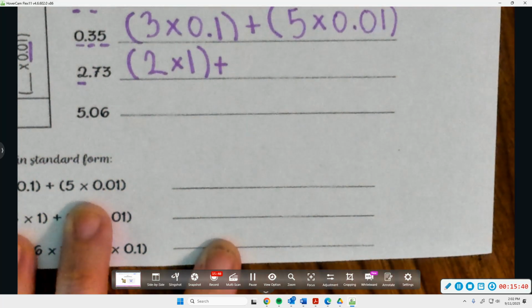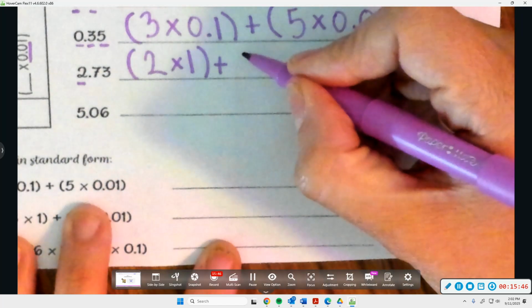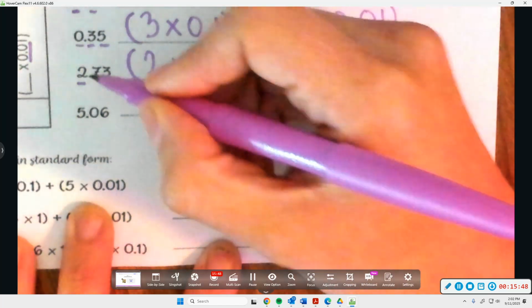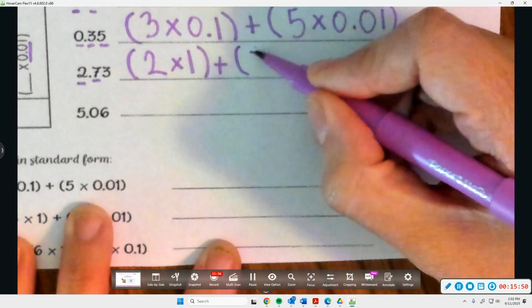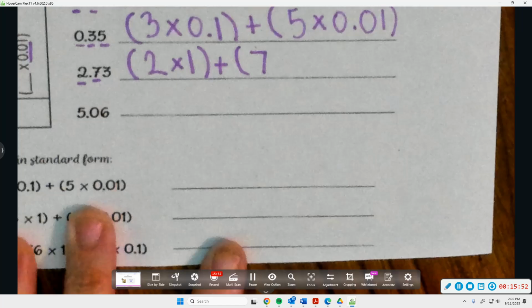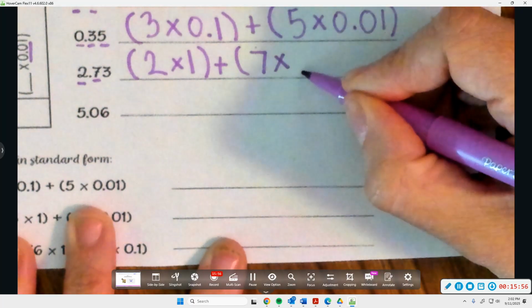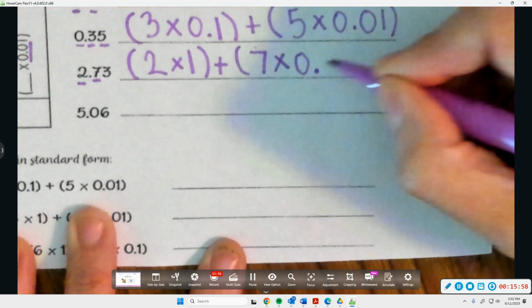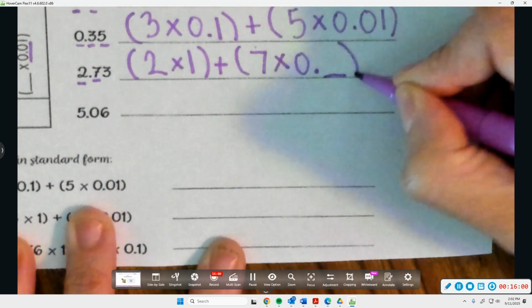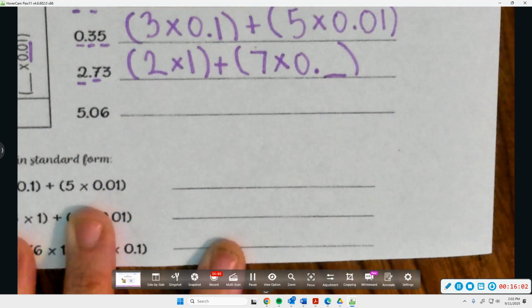Now I'll show you a little trick that I use. If this helps you, that's great. If not, use whatever works for you. But my next digit I know is in the tenths place, right? So the digit is 7 times, well, I know I need a decimal, and I know that it's 1 spot behind the decimal, so I can have 1 placeholder. Now, what goes in that placeholder? A 1.